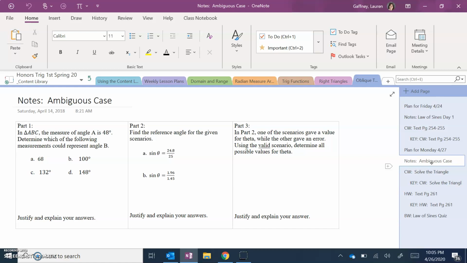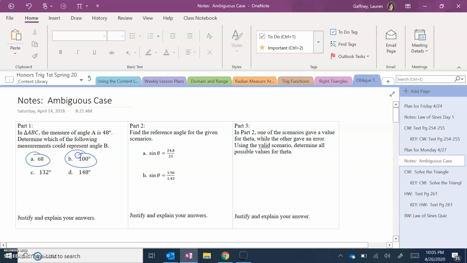So before I introduce that, we're going to talk through these three little questions. It says in triangle ABC, the measure of angle A is 48 degrees. Determine which of the following measurements could represent angle B. If you think about how many degrees are in a triangle, I want you to take a second, pause the video, and think about which of these choices would work for angle B. Hopefully you got A and B. 132 degrees would not work because 48 and 132 would be 180 degrees, and then there's nothing left for your third angle, and this would be over 180 degrees.